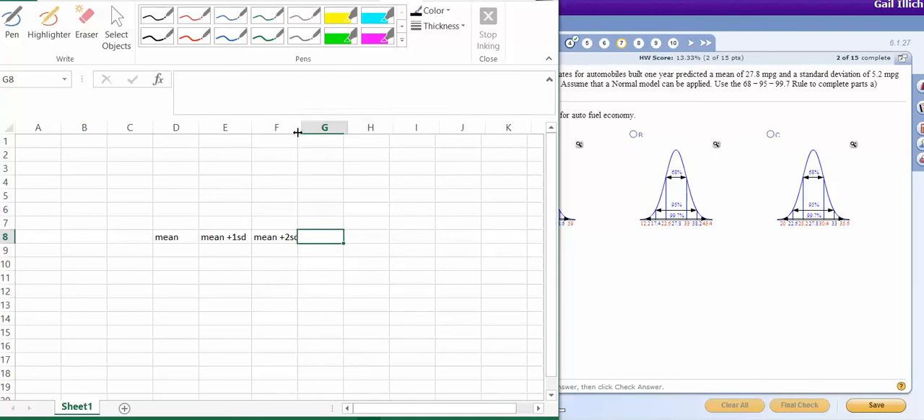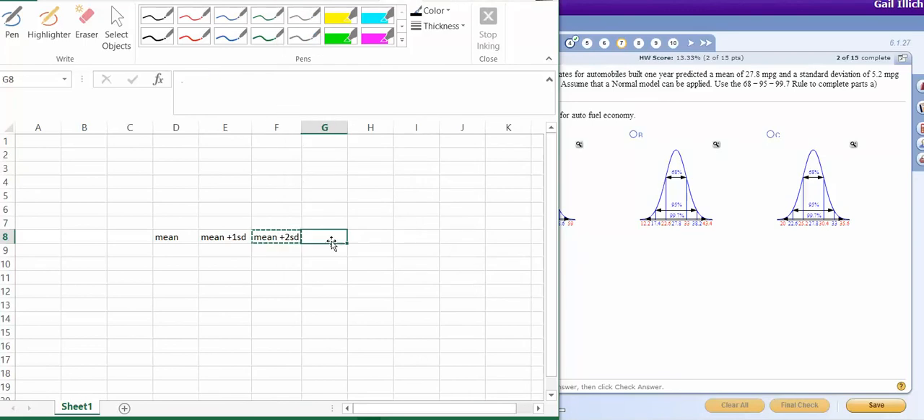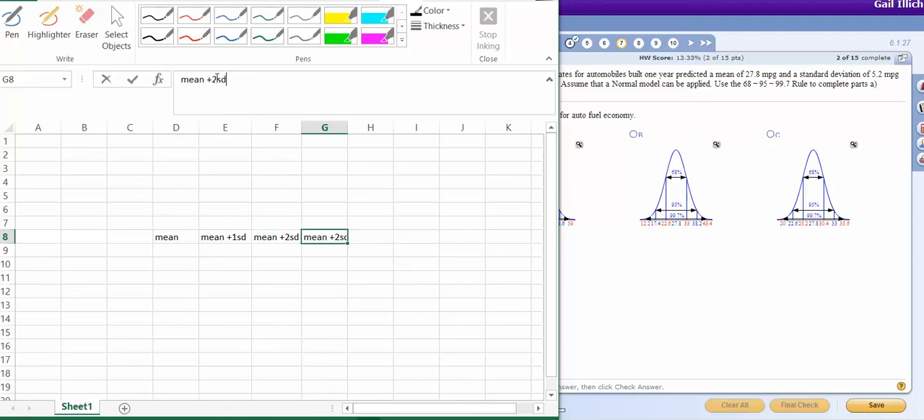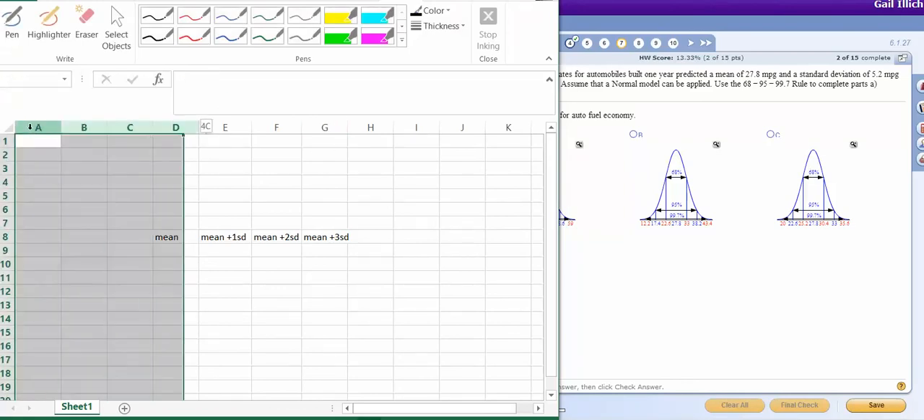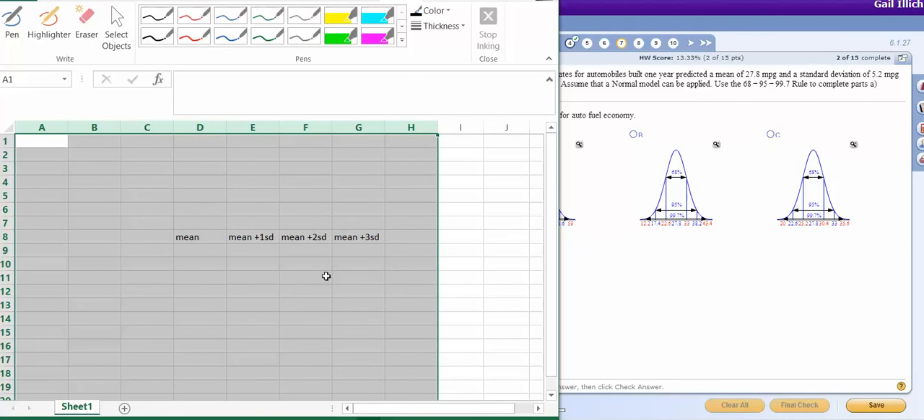So we'll do that one more time. I can just copy this and then paste it and then change that to a 3. And it looks like I want these all to be a little bit wider, so I can highlight all of these columns and make them all the same length, just by grabbing that, so they all fit in there.